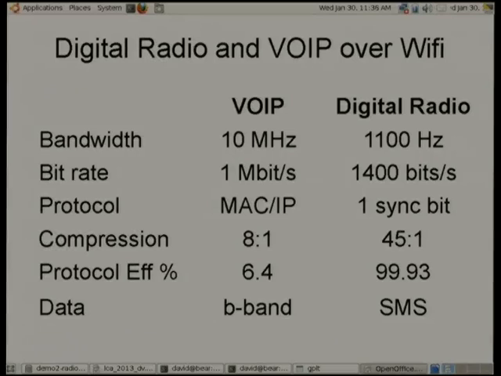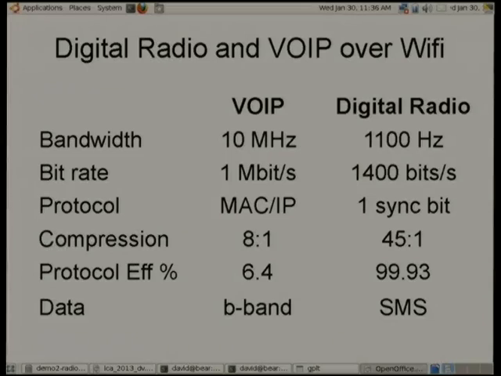VoIP has a typical minimum bit rate of around 1 megabit per second because it's designed for VoIP over Wi-Fi. It's designed for a data channel. We're just putting VoIP on top of that. Whereas the sort of bit rate we're using for digital radio is only 1400 bits per second. So once again, nearly a factor of 1,000 difference.